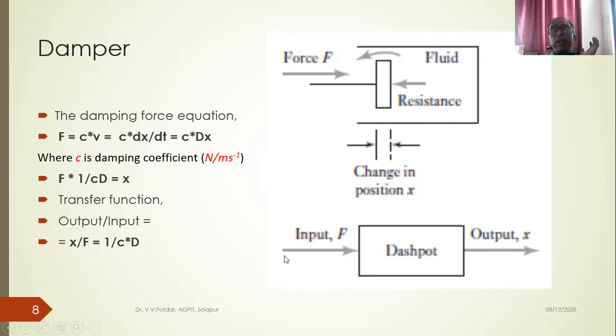So, how to read this block diagram? Left to right. F into, what is the transfer function of the dashpot? 1 upon CD. So F into 1 upon CD is equal to, right hand side, X. So F into 1 upon CD is X. So this is the transfer function. This is the block diagram representation of a dashpot or a damper or damper-like elements.